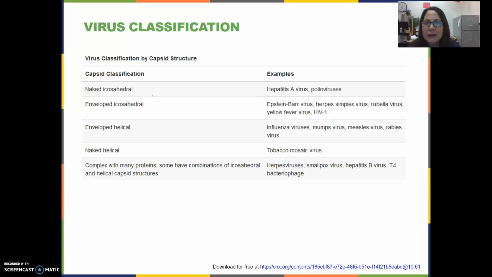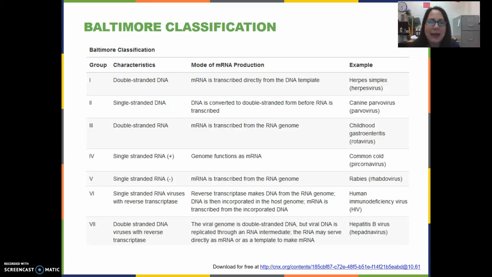This is a way of classifying viruses by the structure of the capsid. You can have, for example, what is called naked, where there's no envelope. And if it's called enveloped, then it has an envelope outside of the capsid. So an example of a naked helical virus is the first virus ever discovered, which is the TMV, or tobacco mosaic virus. And enveloped helical would be just like that, except it has an envelope outside of the capsid. And the influenza viruses, mumps, measles, and rabies are enveloped helical viruses. So these are just different classifications based on the structure of the capsid.